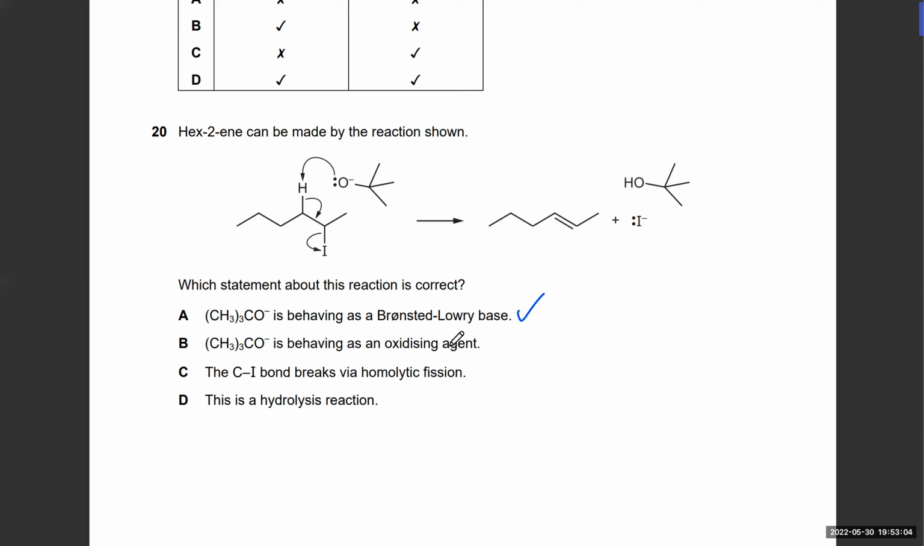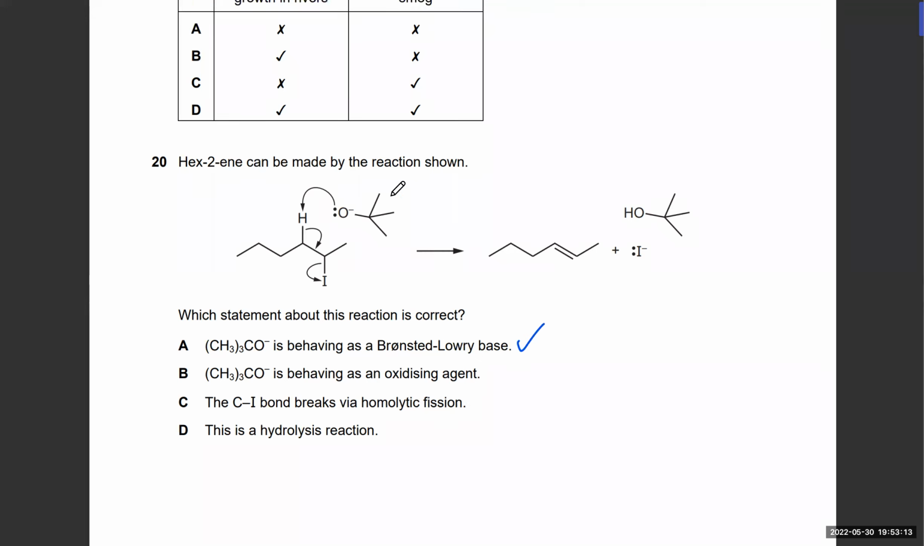Definitely, it does not appear to be behaving as an oxidizing agent, because an oxidizing agent is supposed to get reduced. It's not getting reduced. Nothing is happening to it. It's O-1, still O-1. The C-I bond breaks by homolytic fission? This is heterolytic. That's wrong.